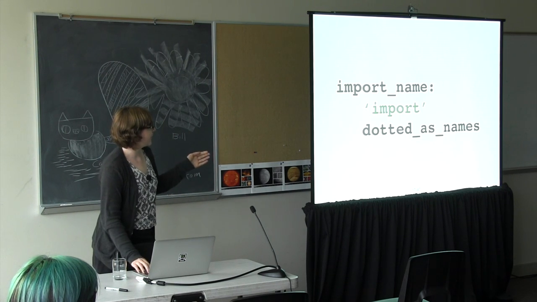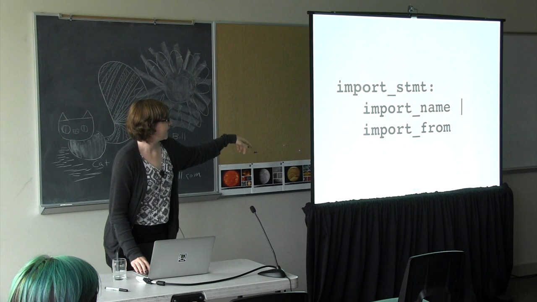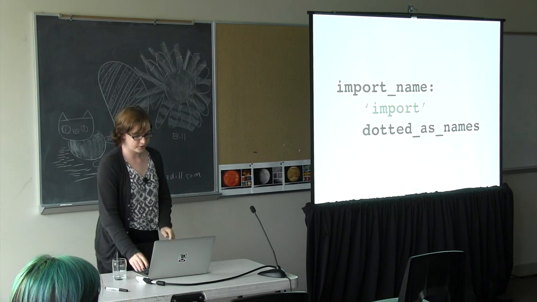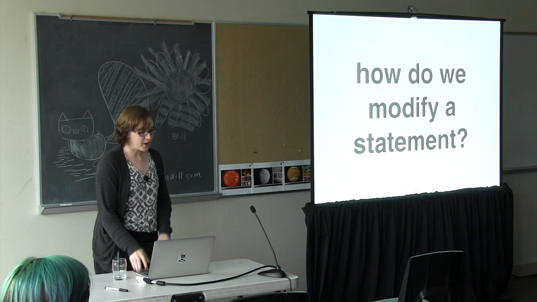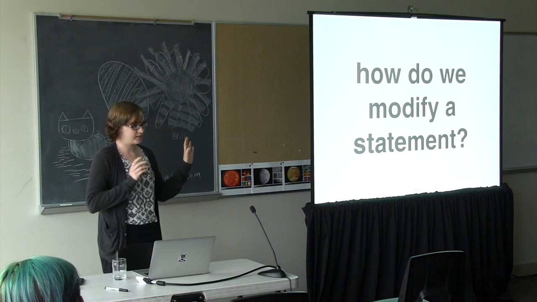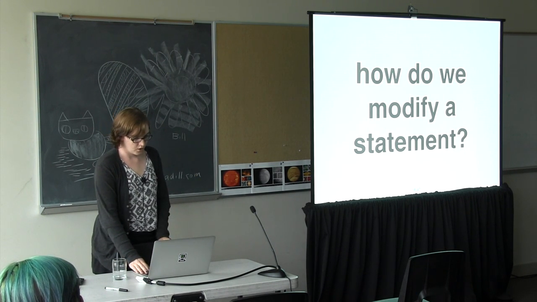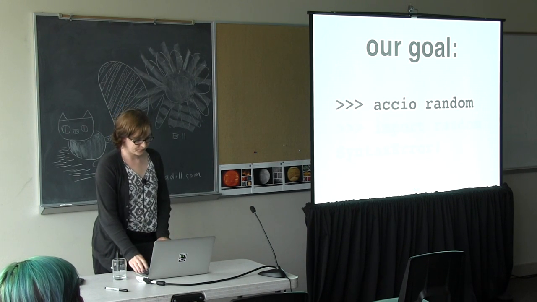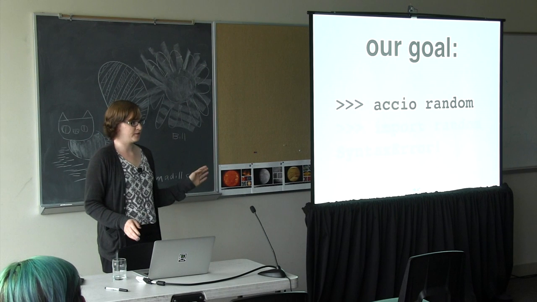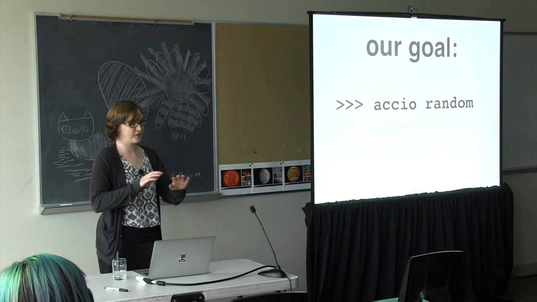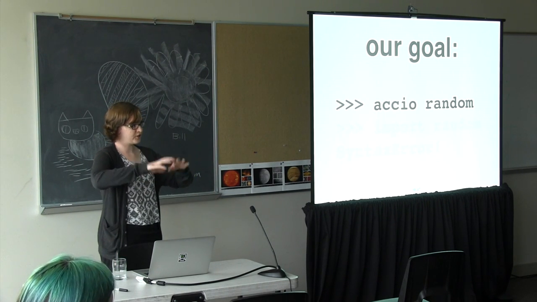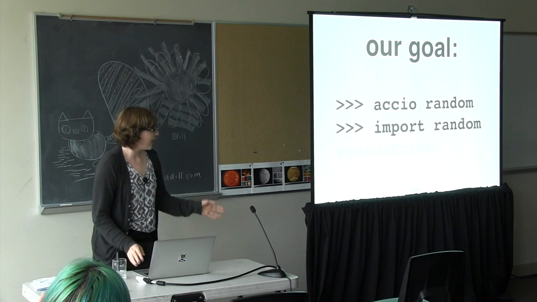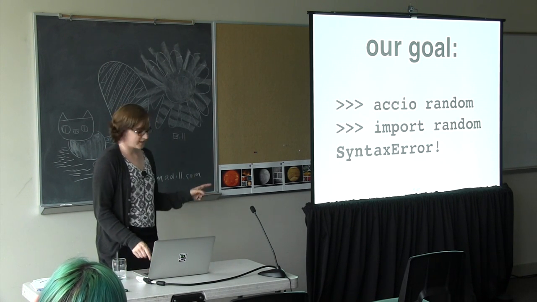The slide behind says import name or import from. Import from is defined similarly. So how would we go about modifying this statement? Our goal is that we want to be able to accio random, the name of the module, and we want it to work just like import random did. So we don't want to change the machinery underneath that import statement. And then when we try importing random, we want to get a syntax error.